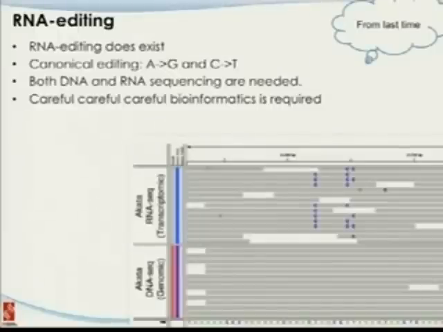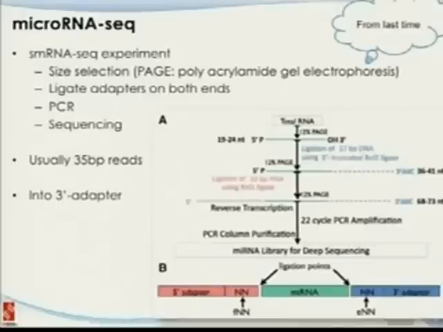We also talked about RNA editing. RNA editing does exist, and there are canonical editing pathways. It's basically from A to G or C to T, and both of them are deamination. You can see from this example that they have to sequence both the DNA and the RNA elements, and then compare the differences between their sequences. I presented one study published in Science earlier this year, but later there were several articles from Nature News that challenged that study. So careful bioinformatics is required to study RNA editing using RNA sequencing experiments.